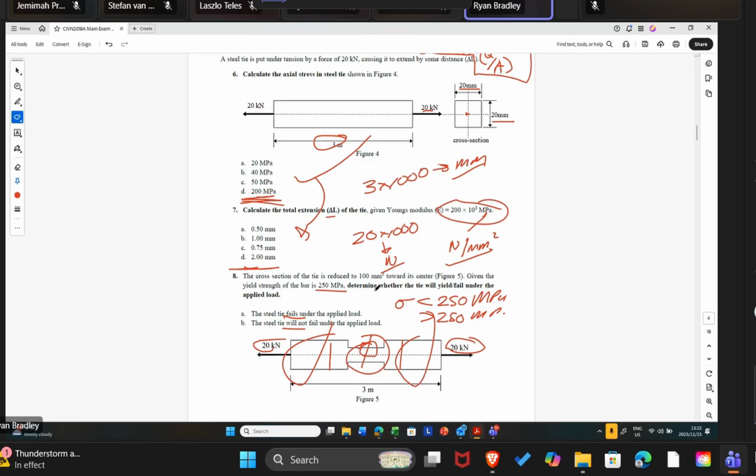All right. Mathematically, this is occurring. It's because the force is constant. The area here is the least. Therefore, the stress is the greatest. Okay. So in this question, all you're going to do is work out the stress over here and compare that stress to that value.